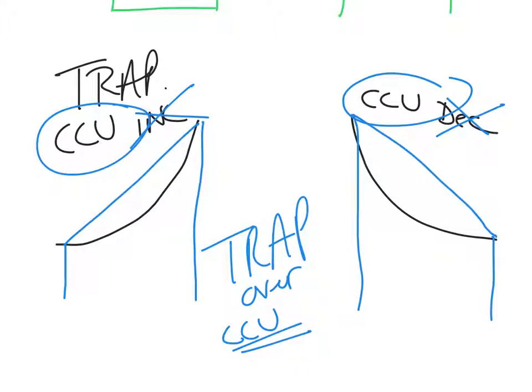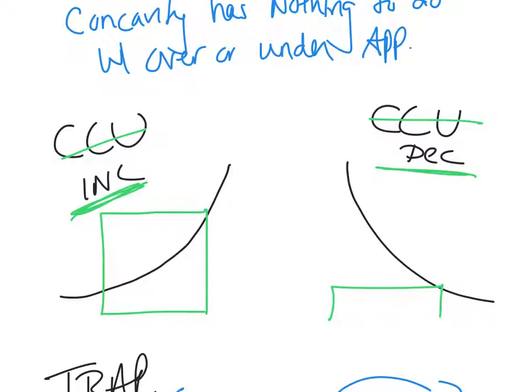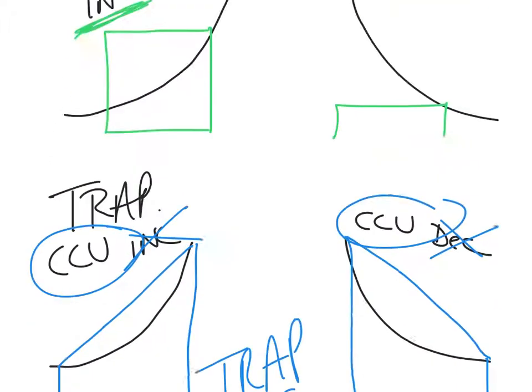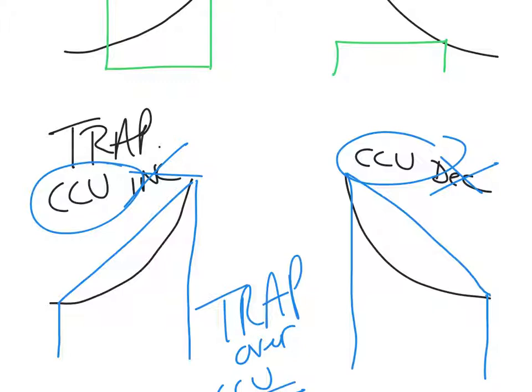Okay, so we're going to have to keep these straight. It doesn't matter for the rectangles, whether it's left, right, or midpoint. We said the concavity has nothing to do with it. It's just whether the function is increasing or decreasing. But when it's a trapezoid, it switches gears on you, and it is all about concavity.